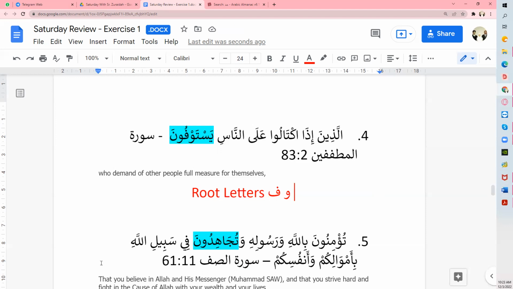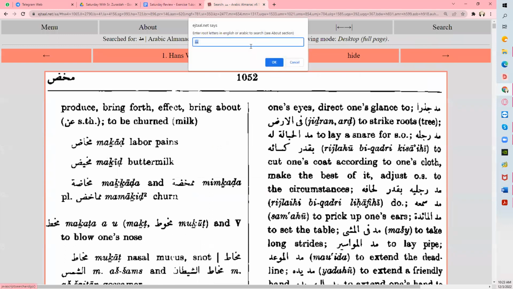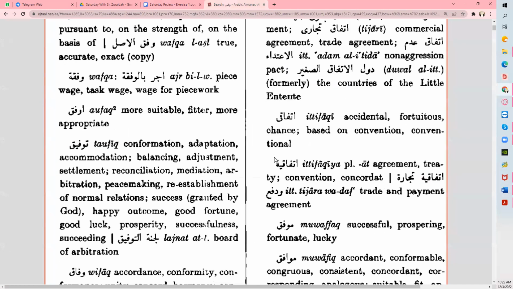Shall we look up the dictionary whether it's a wow or a ya? Okay, let's have a look. Wow, fa, wow, fa, ya. Let's say we look at wow fa ya, whether it's there. If it's there with the meaning that we want, then we use that one. If not, we use the other. See whether we have wafa. Wow. Fa.